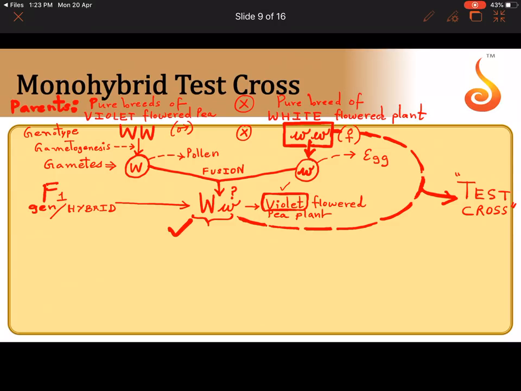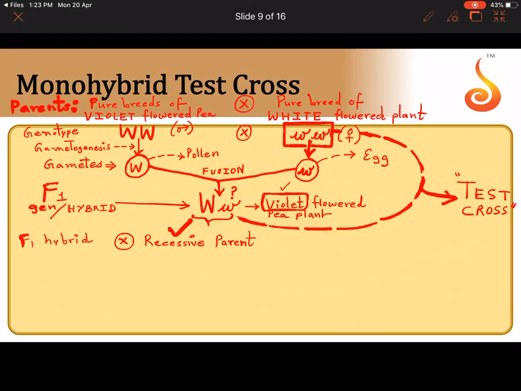So let us conduct that cross now here. So remember, what are you crossing with what? You are crossing the F1 hybrid with its recessive parent. So let me write here F1 hybrid. Let me continue the scheme. Is crossed with recessive parent.